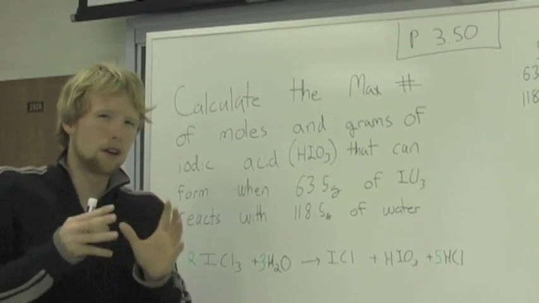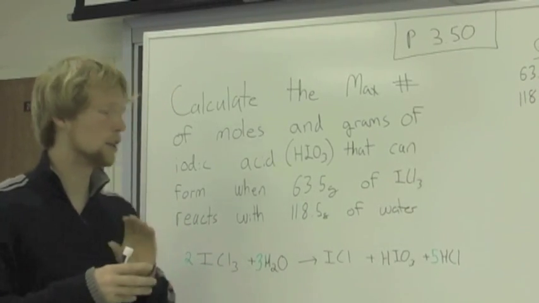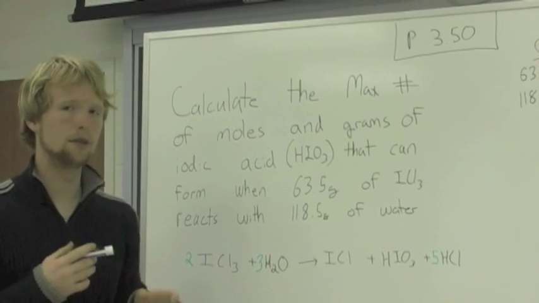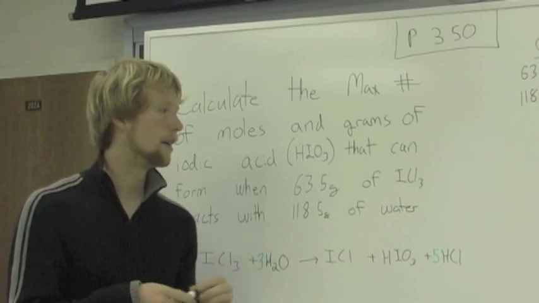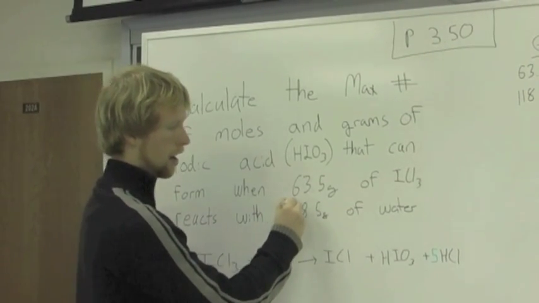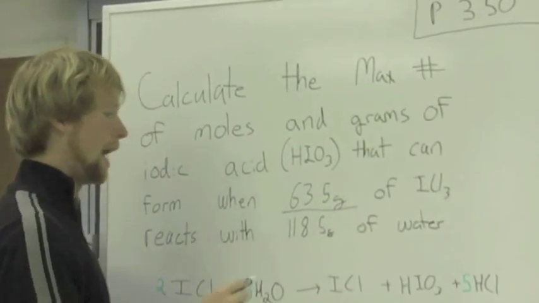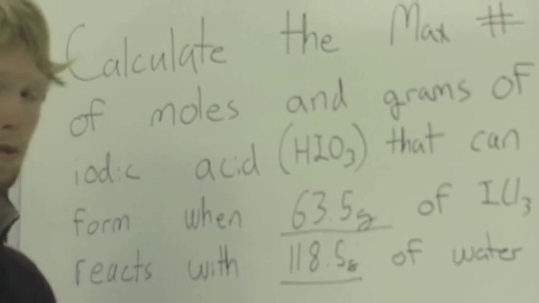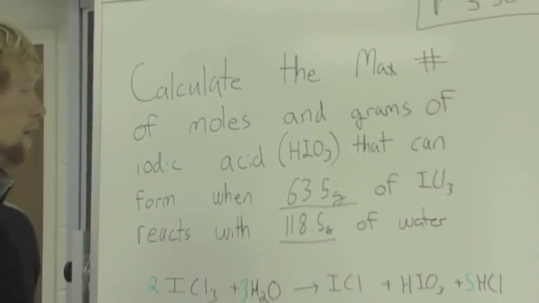So, now we've talked a little bit about what limiting reagents are, okay? Let's talk about how to attack this problem. One way that I like to attack a problem is to first identify what I've been given. Now, in this problem, you've been given that we have a starting 63.5 grams of iodide trichloride and 118.5 grams of water, okay? That's all they've given you for this problem, okay?